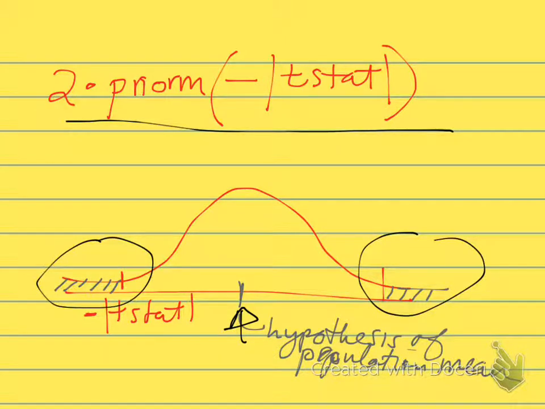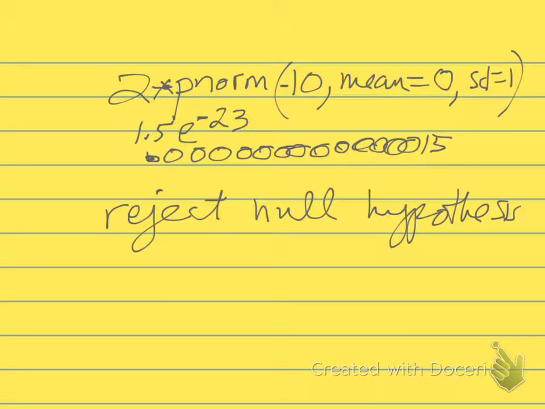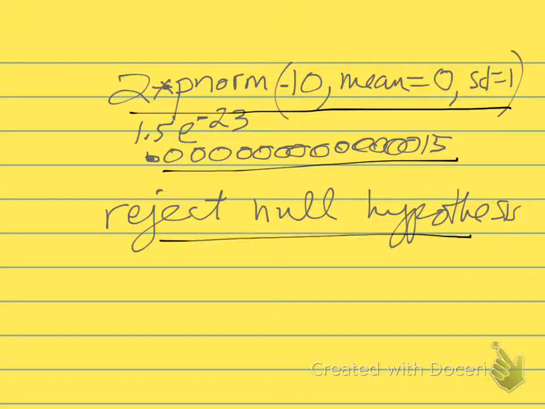So the p-value is equal to 2 times the probability of being in this tail, so pnorm of minus the absolute value of the t-stat, and then we multiply that by 2 in order to get the other tail. In this case, we have 2 times pnorm of -10 with mean 0, standard deviation 1, because the t-stat follows the standard normal distribution. We see that that's an incredibly small number, e to the -23, and so we reject the null hypothesis. That's our second use of the normal distribution.